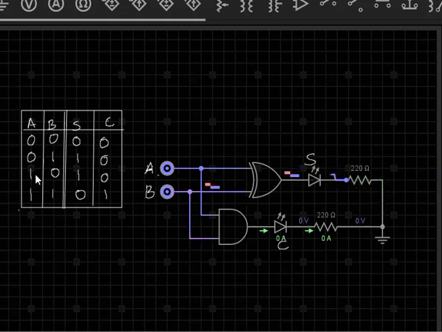Then we check the next one. A is 1 and B is 0. In that case also, S is high and C is 0. Then it is also verified. Sum is high and carry is 0.